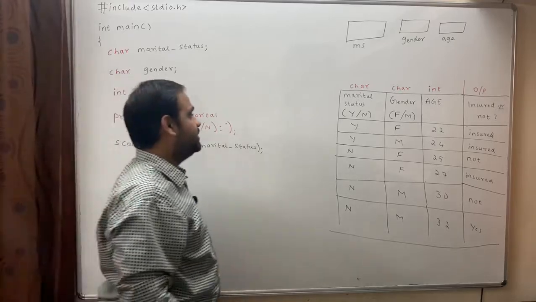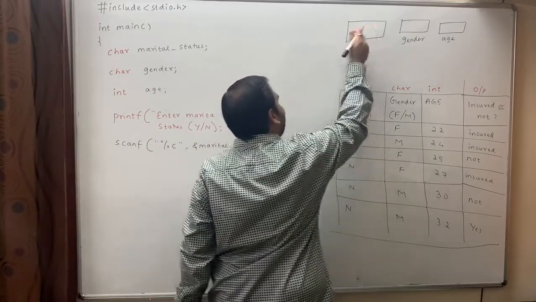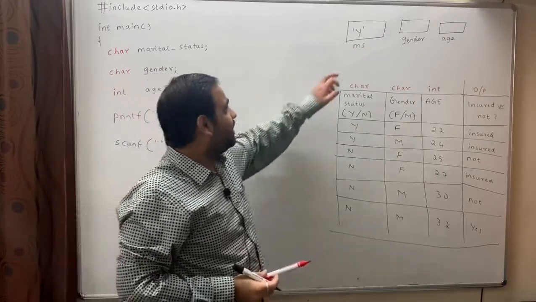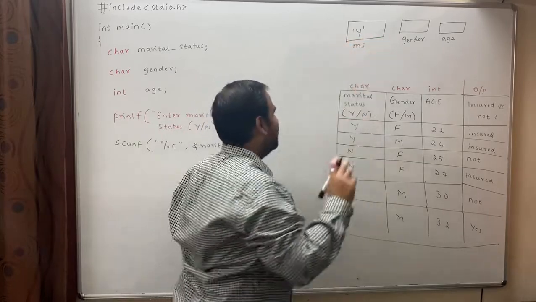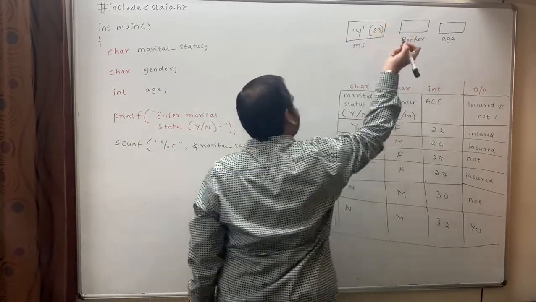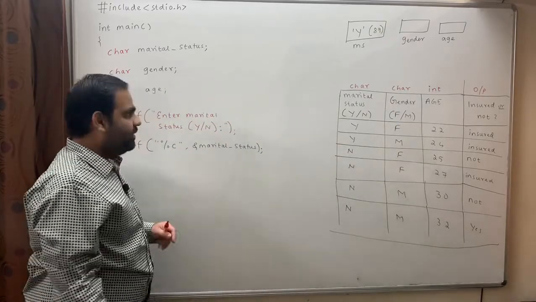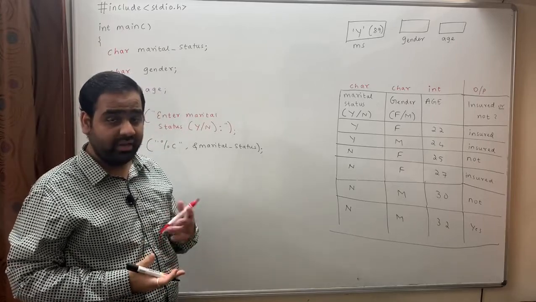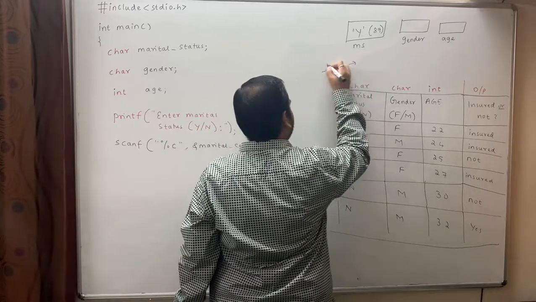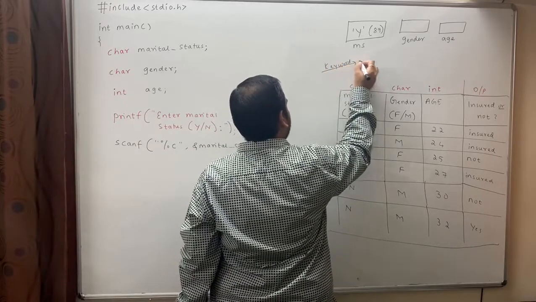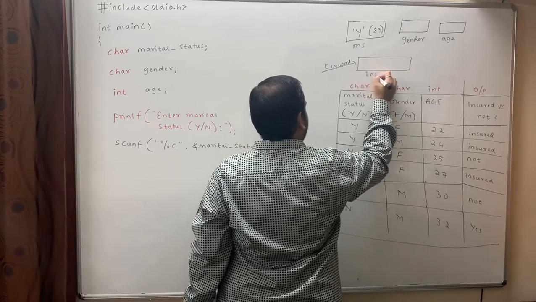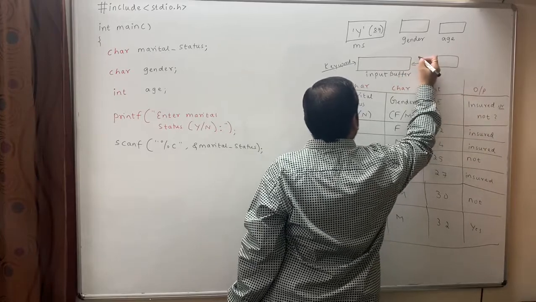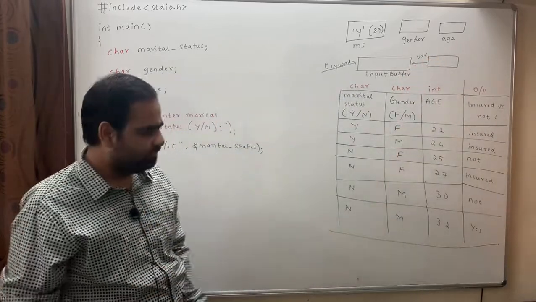Suppose I say marital status as Y, character Y will be stored. Actually the ASCII value of character uppercase Y, which is 89, will be stored. Now, whenever you type from the keyboard, where does it go? It goes to the input buffer. That means whatever you type from the keyboard will go to the input buffer, and from this input buffer the variables will be read, or it will go onto the RAM.